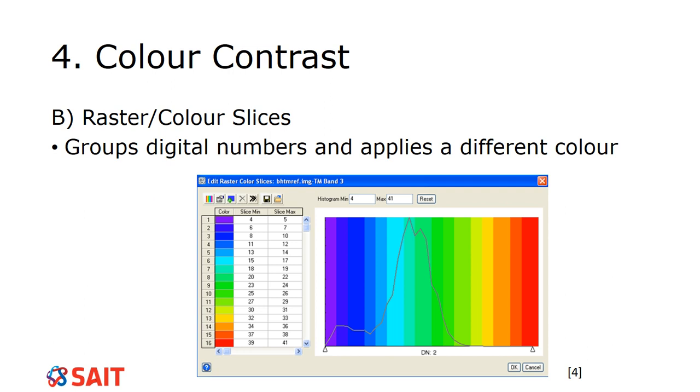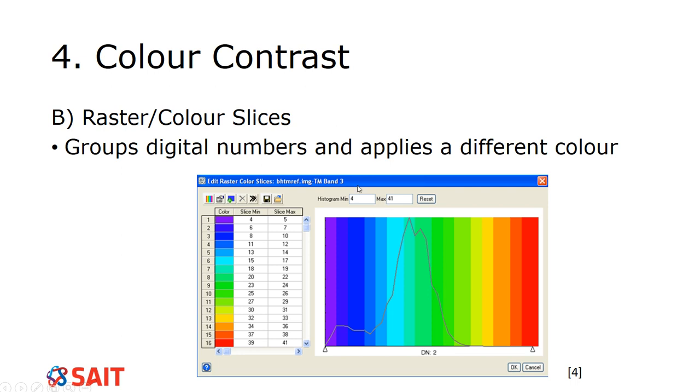Then we have the raster color slices. Sometimes it's called raster slices, sometimes color slices, sometimes raster color slices, depending on the software you're using. This one groups my digital numbers and applies a different color. So here's my histogram, and I'm going to make this part purple, this part a light blue, this part green, and it's just those digital numbers that are going to be colored that way.